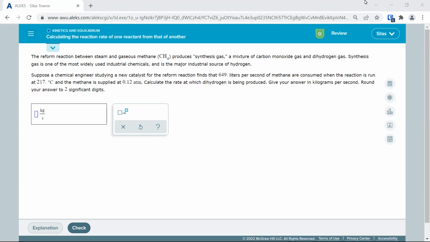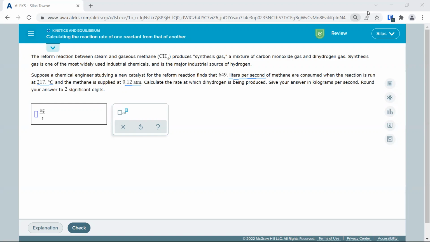So not only are we doing reaction rates, but we're also doing what looks like ideal gas law. We're given a liters per second, we're given a temperature, we're given a pressure. Now we have to calculate rate. Anytime we're doing a rate or some sort of stoichiometry, we have to find moles. So the first thing I'm going to do is first balance this equation and then calculate how many moles are being used per second to figure out how much dihydrogen or H2 is being produced.